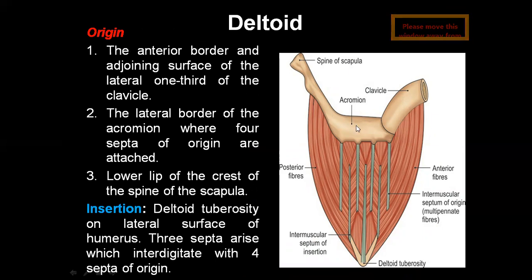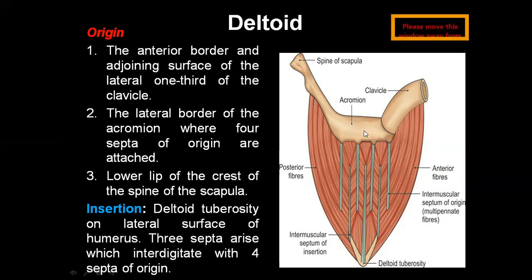See the anterior border of the adjoining surface of the lateral one third of the clavicle. Then this is the acromion process. From the lateral border of the acromion process, we have acromial fibers. From the lateral one third of the clavicle, we have clavicular fibers, which are also called anterior fibers. From the acromion, the fibers are called acromial fibers. And from the spine of the scapula, we call them scapular fibers, also called posterior fibers. That means the fibers are in three directions: anterior, middle, and posterior.